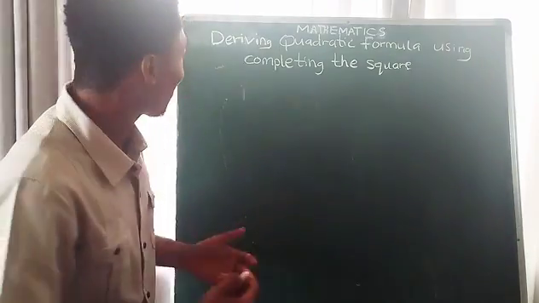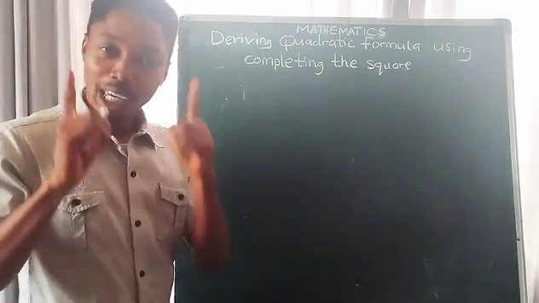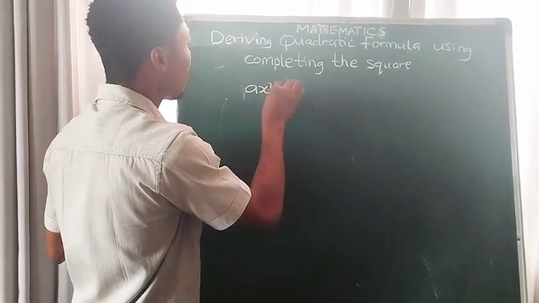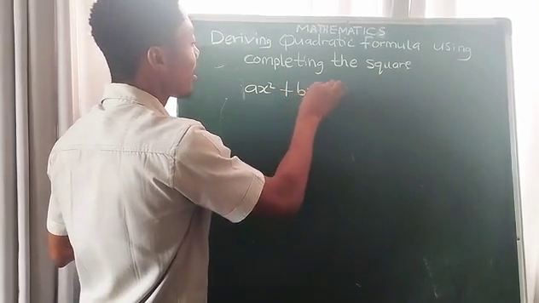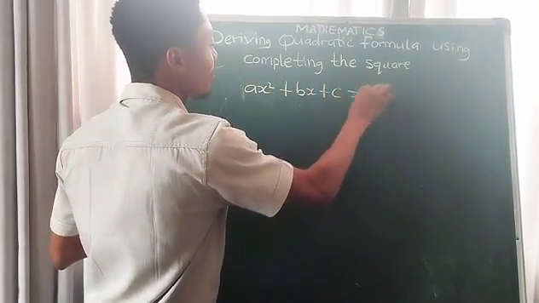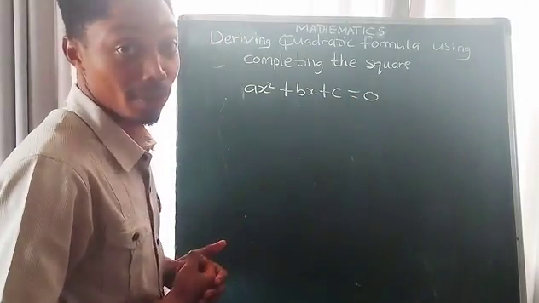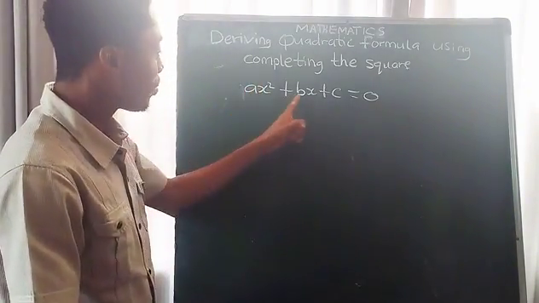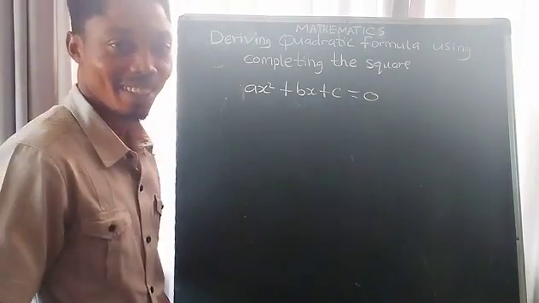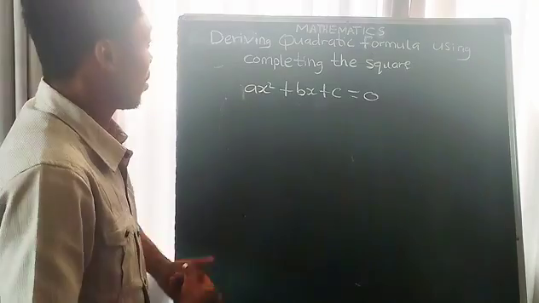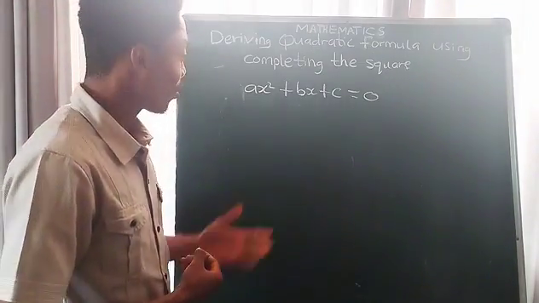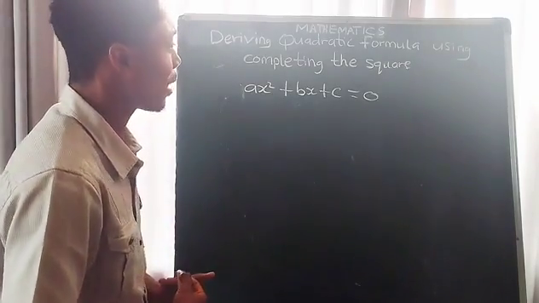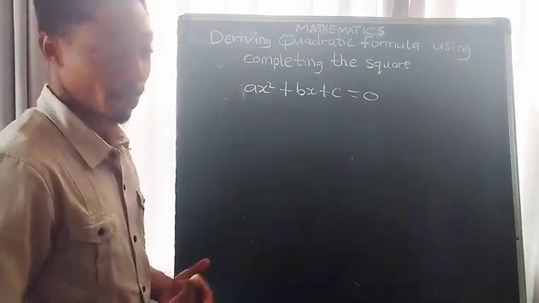Let's begin this journey. Alright, so for a quadratic equation of the form ax squared plus bx plus c equals 0, where a, b, and c are constants, it's quite simple to derive the quadratic formula from here. It will make sense when we get to the quadratic formula.